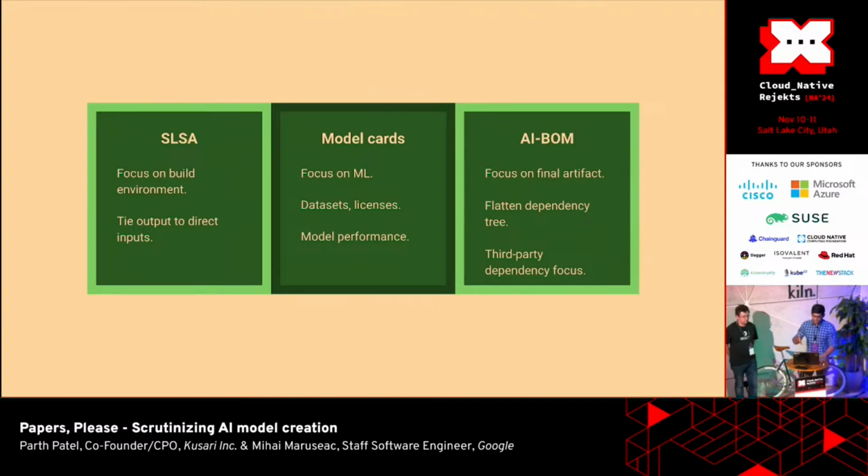So we have three different things here, right? We have SLSA, which is focused on how it was actually built. Model cards, right? This focuses more on the ML, like the data sets, licenses, and so forth. So what we want to do is take all this information and combine it all together in the SLSA attestation, but from there we can actually create an AI bomb or whatever else we want to, right? An AI bomb will contain the actual artifact, the dependency tree, and so forth. So we want to take all this information, but a starting point is we have to create a SLSA attestation that is complete.